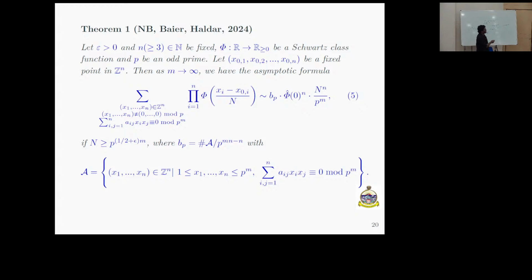Whenever n is in this critical range, n greater or equal to p to the power half plus epsilon times m, where this small d_p is equal to the cardinality of this set divided by p^(mn minus n). Where this cardinality is capturing all those xi's in Z^n, where all the xi's are running from 1 to p^m, over this quadratic congruence modulo p^m, right? So is this statement clear? Okay. Yes.